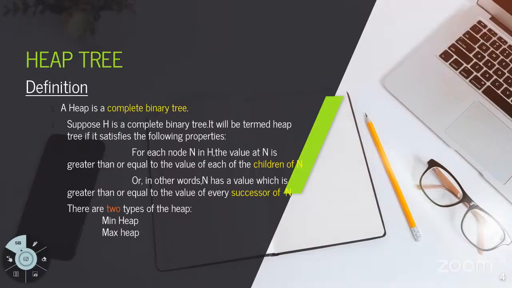For each node n in H, the value of n is greater than or equal to the value of each node of the children of n. Or, in other words, n has a value which is greater than or equal to the value of every successor of n. So, using this theory, no chance to understand.